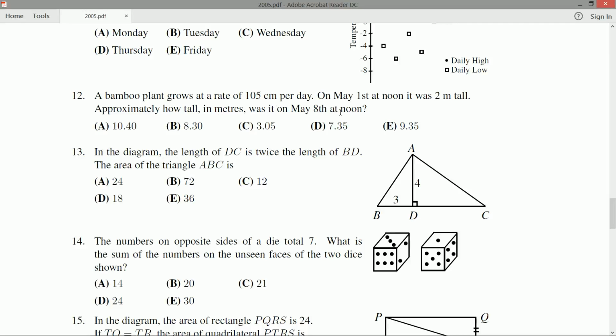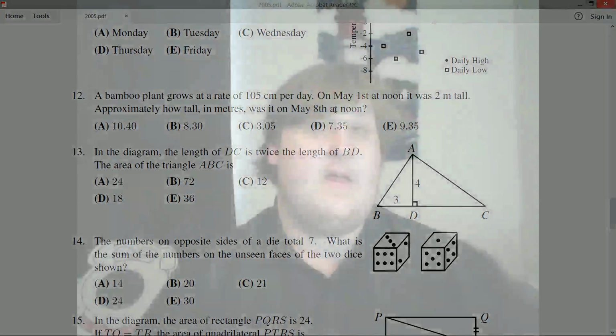Okay, so when I see this, I notice May 1st at noon, May 8th at noon. The difference between two of the same time of day is always a whole number of days. Okay? The difference between noon today and noon tomorrow is a full day. The difference between noon today and noon next week is a full 7 days. Okay, that sort of thing.